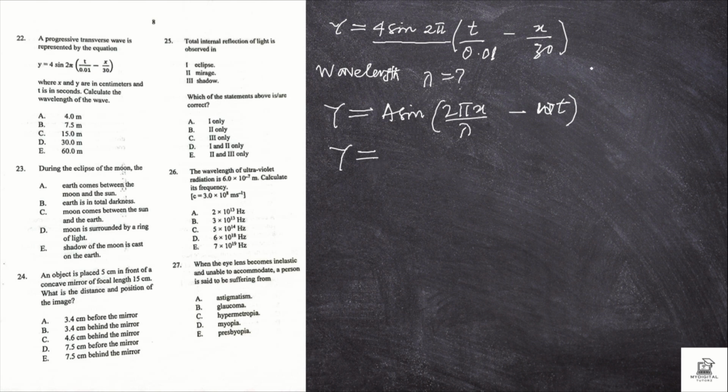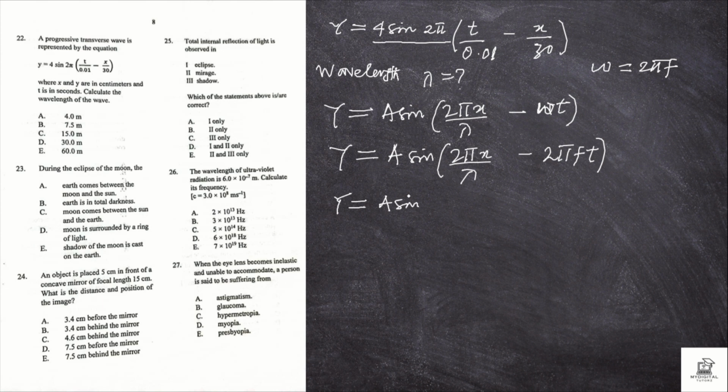Remember, omega is equal to 2 pi f. I hope we remember that. In that case, I will write this as a sine into bracket 2 pi x all over lambda minus 2 pi ft. So anywhere I see omega, I'll put 2 pi f. Is that clear? So what is common here? Pi is here, pi is here. So the equation becomes y equal to a sine 2 pi, then what will be left inside? x all over lambda minus what will be left here? Only ft, the frequency and the time.